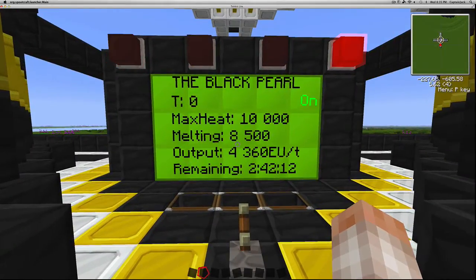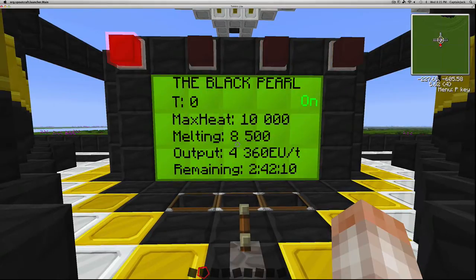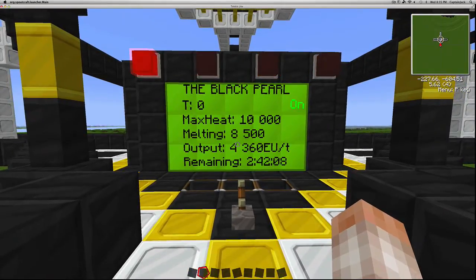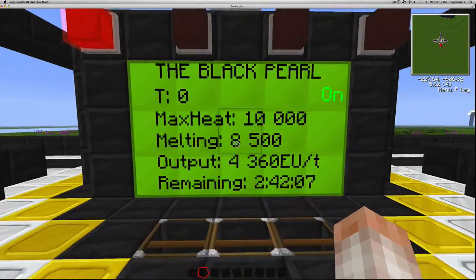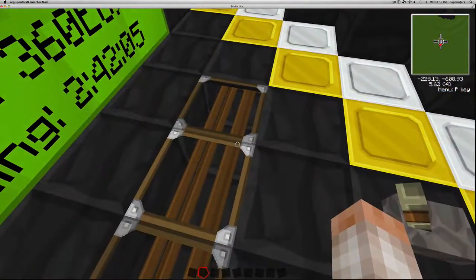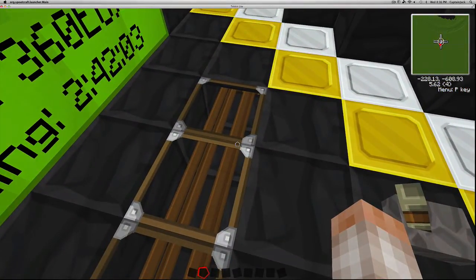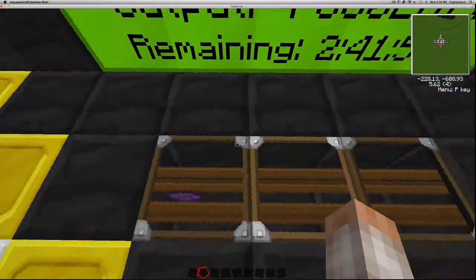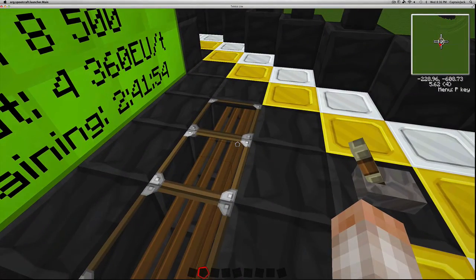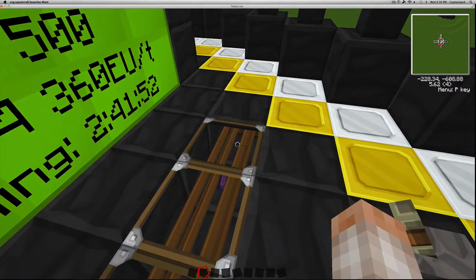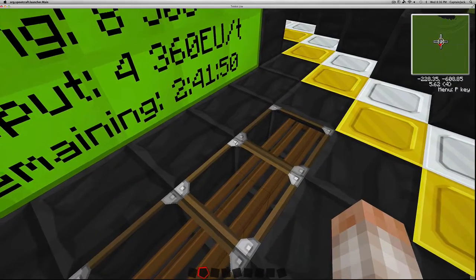There it is, the 4,360 EU per tick reactor, making UU matter, which will start getting pumped through here in just a second. There we go. It'll speed up as the reactor goes. There we go. You get one every few seconds.